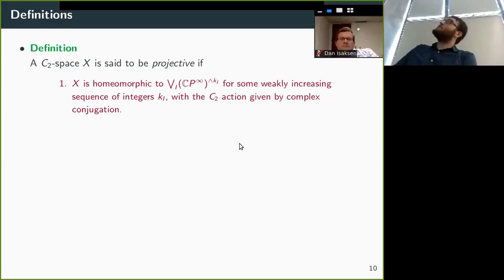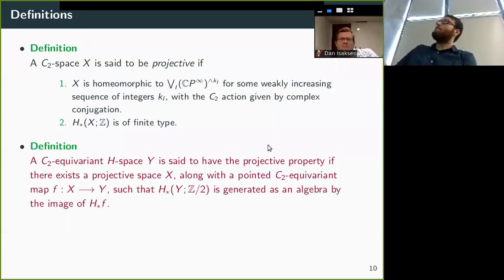That's it, just a wedge of smash products of CP infinities, and there's a finiteness condition: its integral homology is finite type, with the usual C2 action on CP infinity. So that's what it means for a space to be projective. Now we say a C2-equivariant H-space Y is said to have the projective property if there exists a projective space X along with a pointed C2-equivariant map from X to Y such that the mod 2 homology of Y is generated as an algebra by the image of this map.